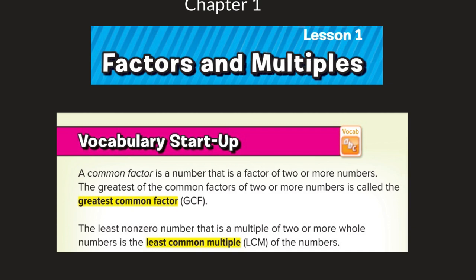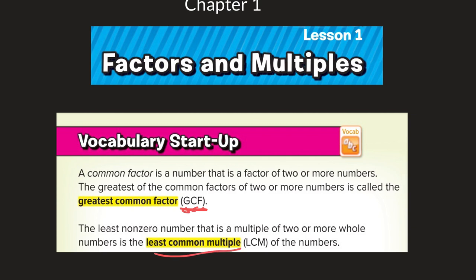So to start off, we're going to talk about greatest common factor, which, if we use the context clues, greatest means the biggest, common means shared, and factors are numbers that multiply together to give us our product. So then we're also going to look at least common multiple.